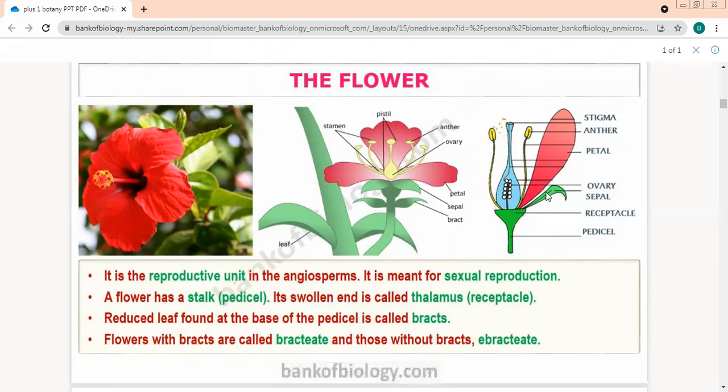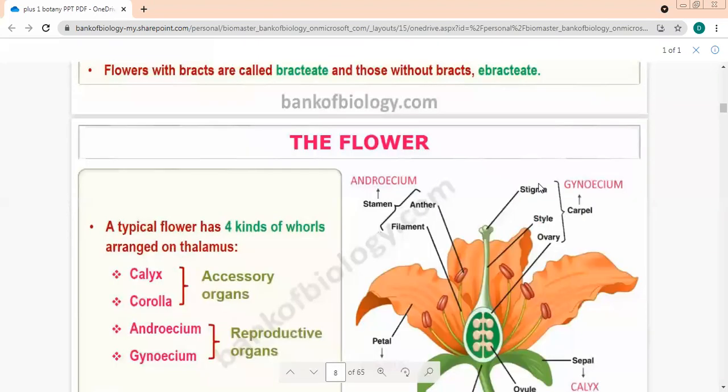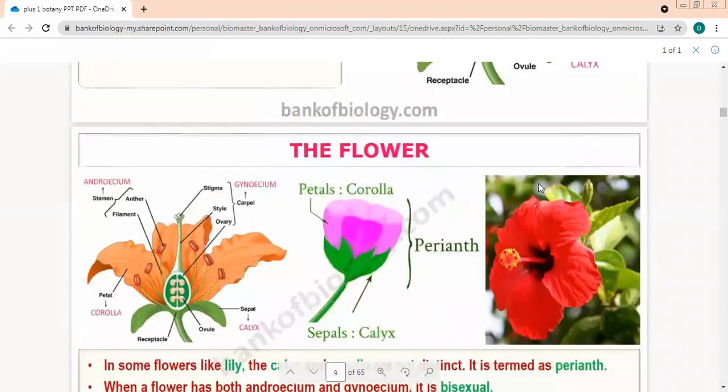However, ऊपर है ये green structure. What is this? Sepal. So we can easily differentiate between sepals and bracts. If you see receptacle के ऊपर है तो sepal है, नीचे है तो bracts. So here we do not have bracts. So this flower will be called as? Ebracteate. Good.